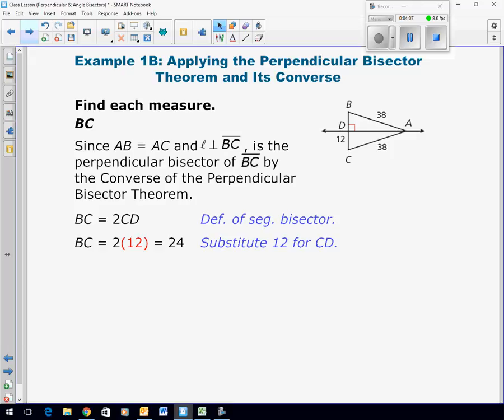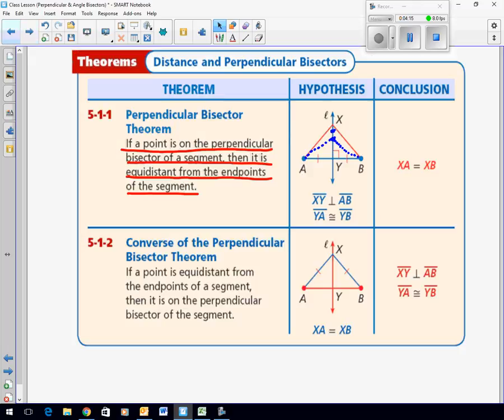Find each measure. We're trying to find the measure of BC. A to C, let me go back. AC is 38. Hold on, because I need to make sure I talk about this one too. The converse says if a point is equidistant from the endpoints of a segment, it's on the perpendicular bisector. Two important pieces here that you need to know.